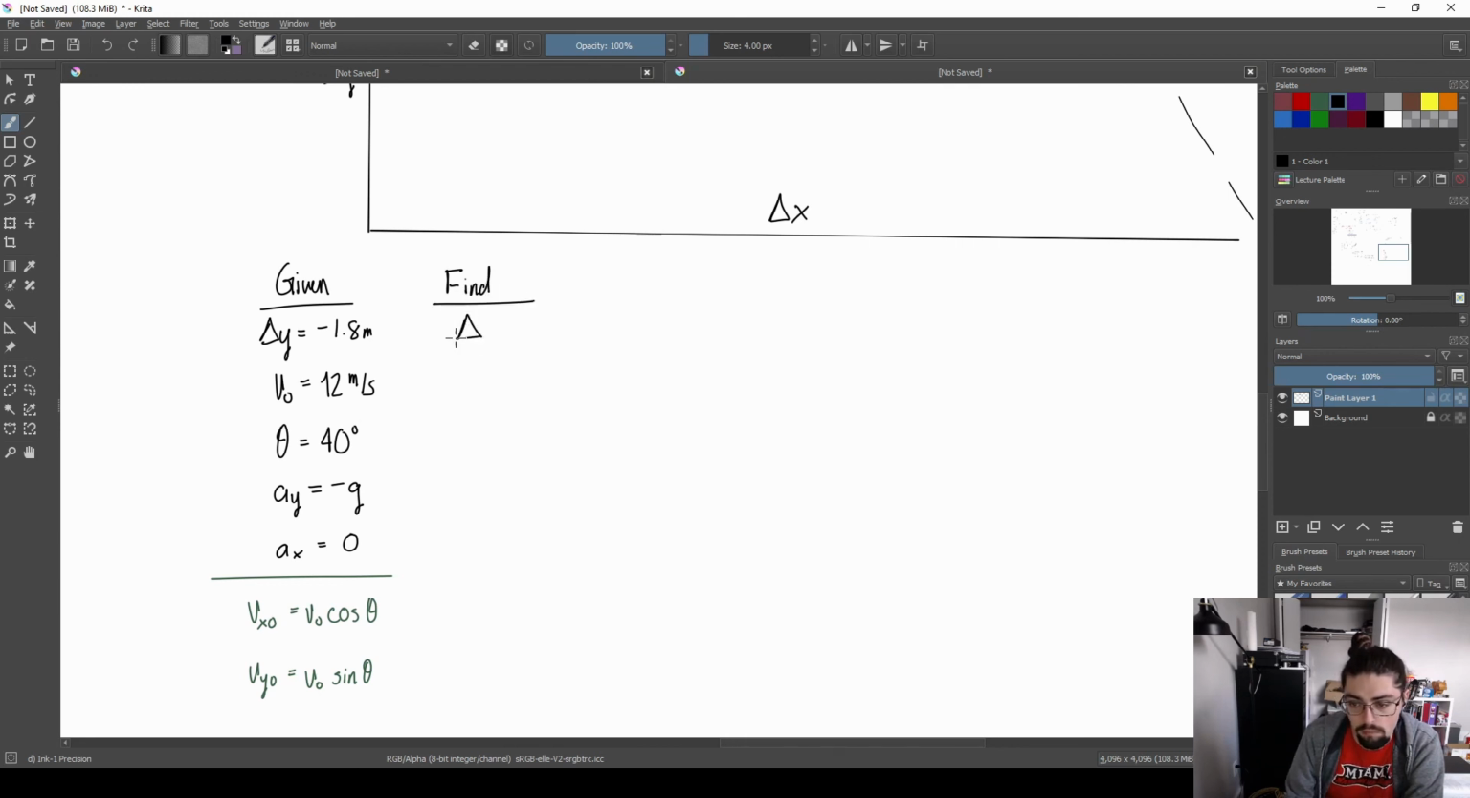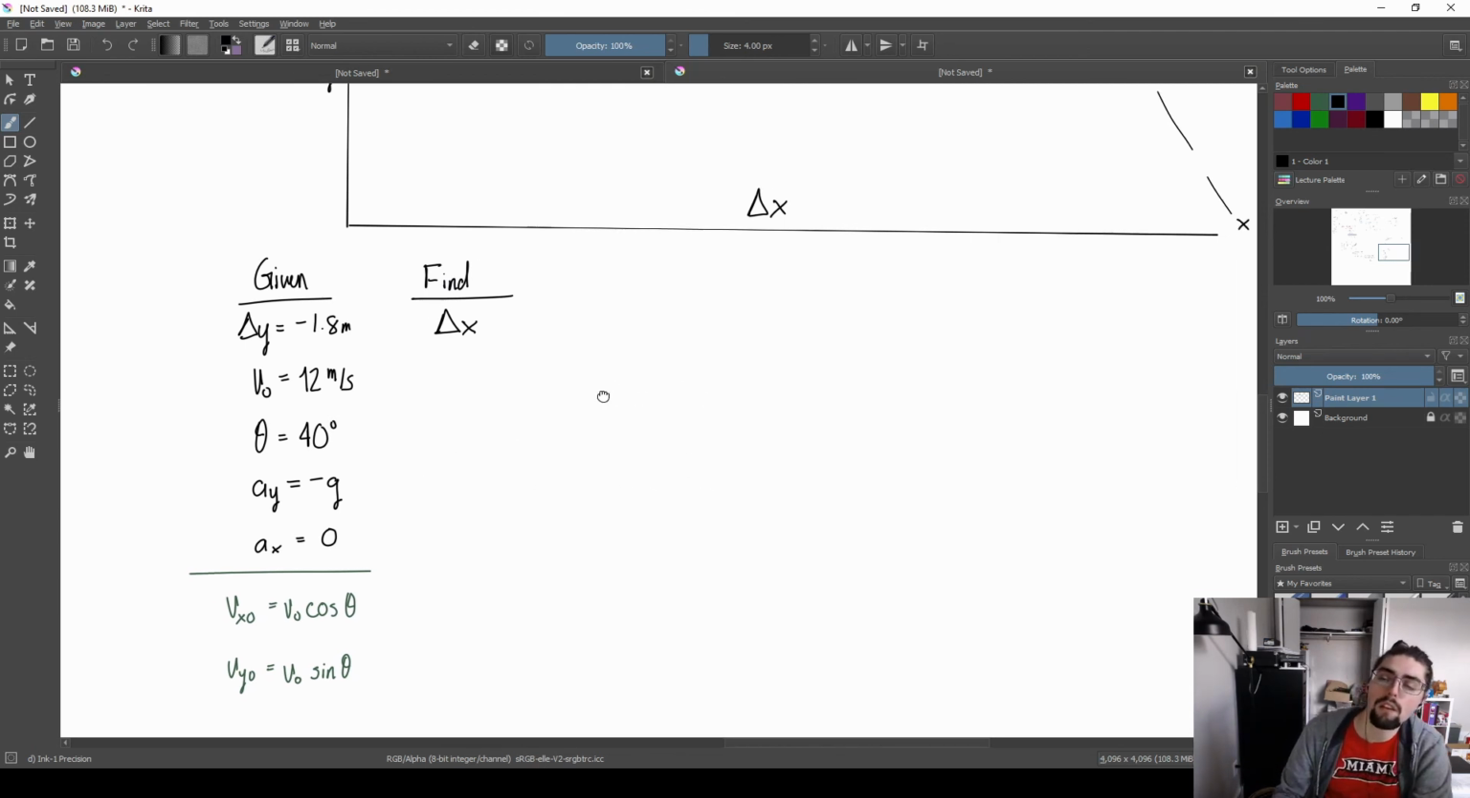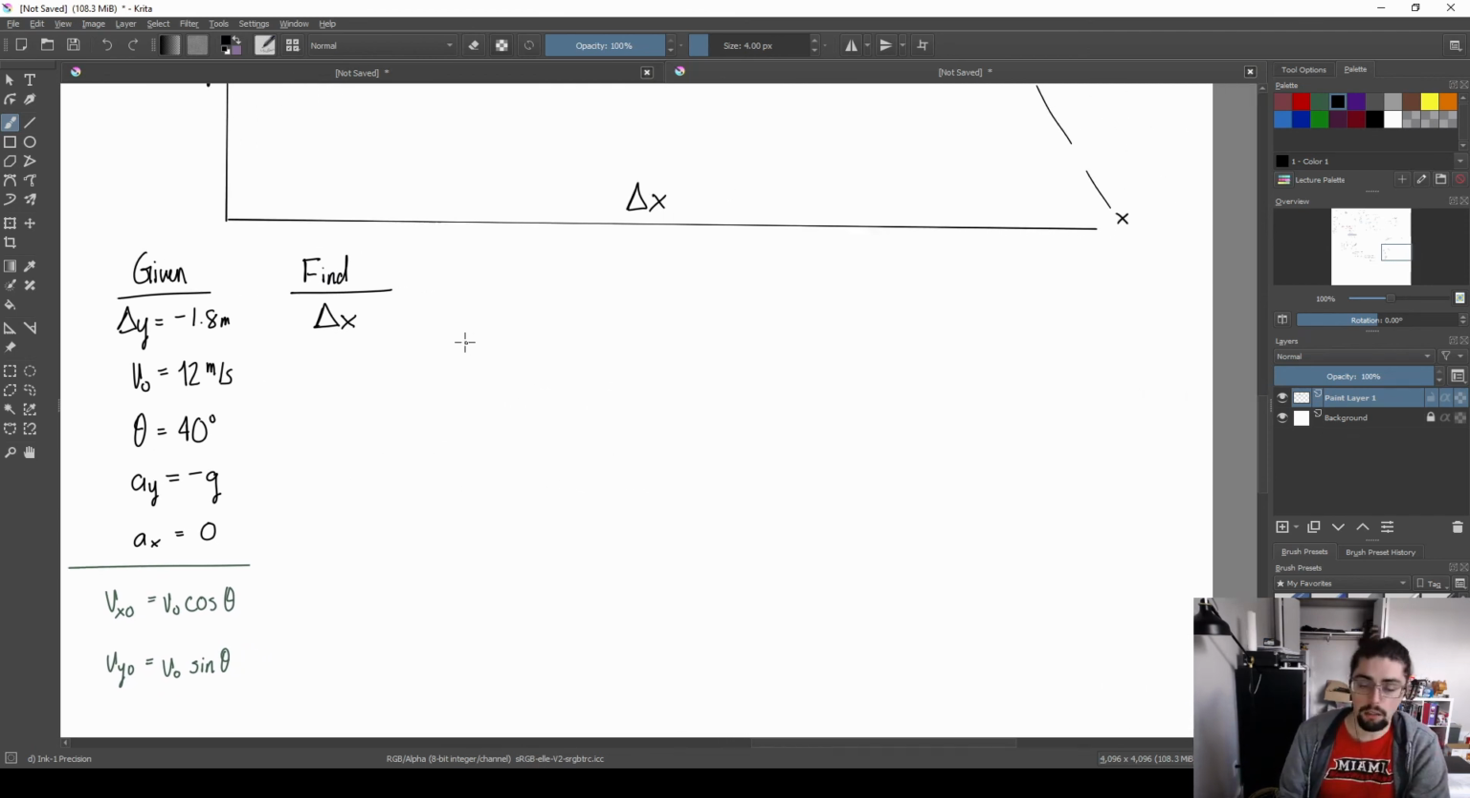So, okay. Let me dive into it. Let's see what we've got. I'm going to start by drawing out my x column, right? Say delta x is equal to Vx naught times t plus 1/2 axt squared, 0. I don't need to draw anything else. There's nothing else over here. I'm just going to skip straight to 0.